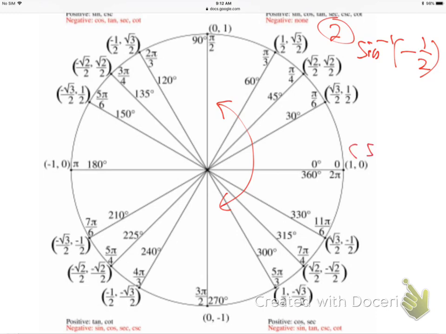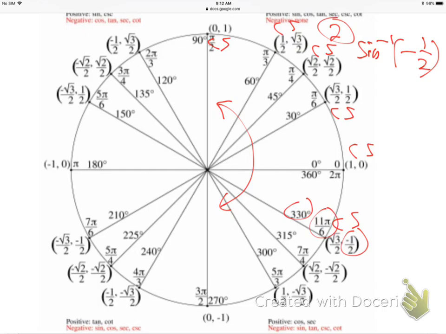So remember, it's cosine sine, cosine sine, cosine sine, cosine sine, cosine sine, cosine. There it is. I don't know if you can see the negative. That's the only thing I don't like about this. They made the negatives too small. Negative a half right there. That's where the sine is named. So what angle is that? 330 or 11 pi over 6 in radians.